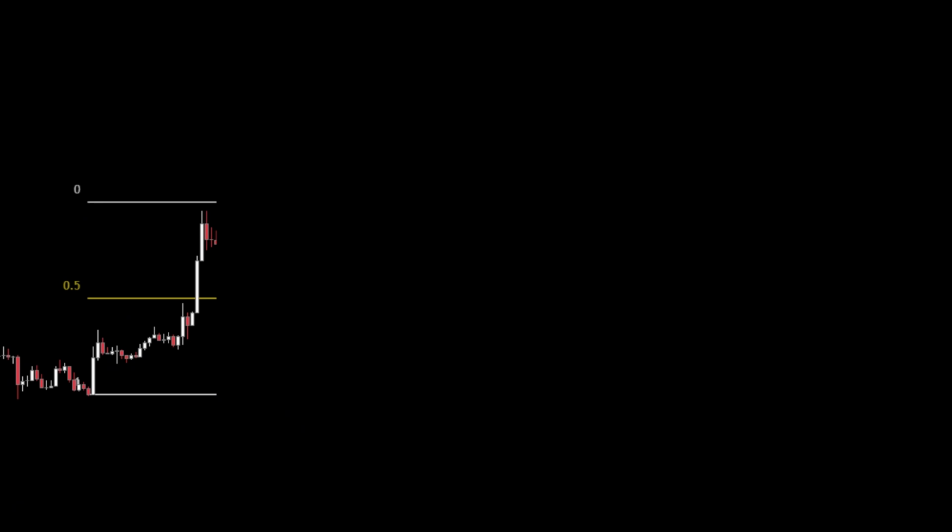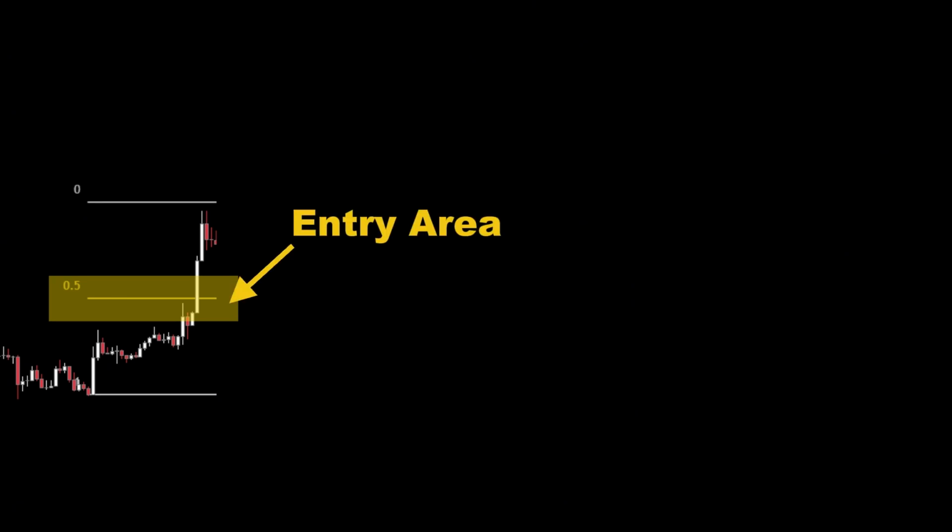On the lower time frame, we use the Fibonacci retracement tool again. This time, we draw the fib on the bullish move that created the change of character. We draw it from the low of that move to the high of that move. Again, we focus on the 50% equilibrium level.